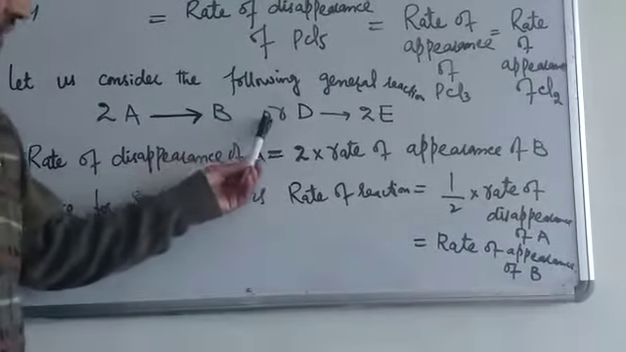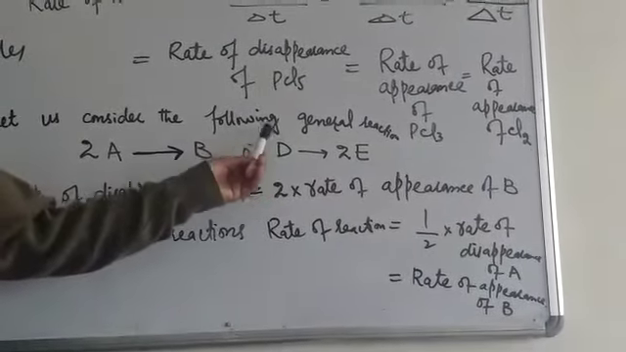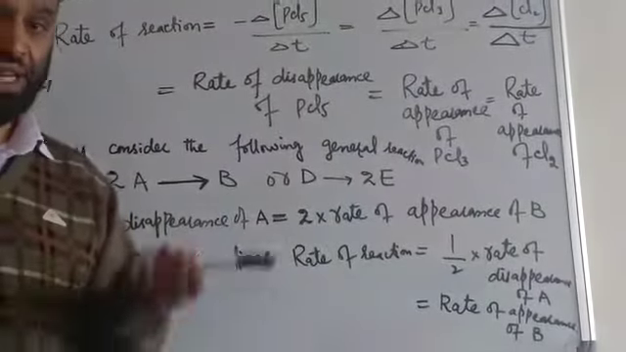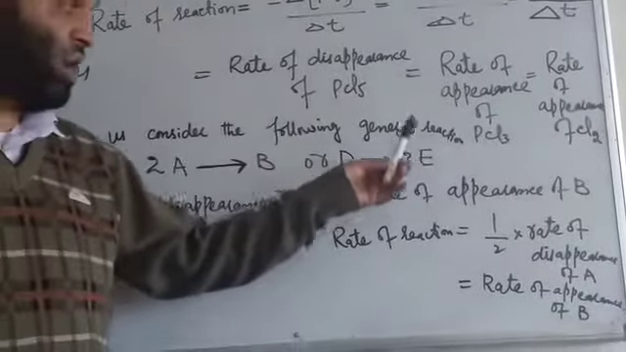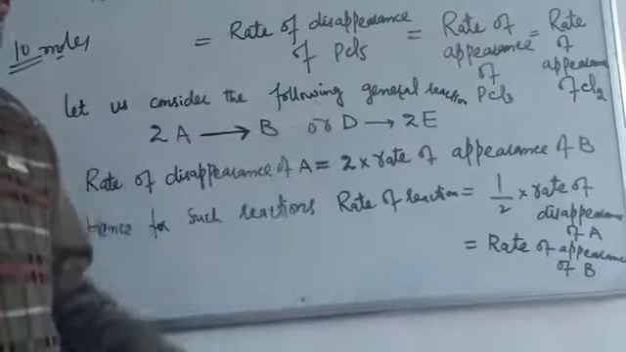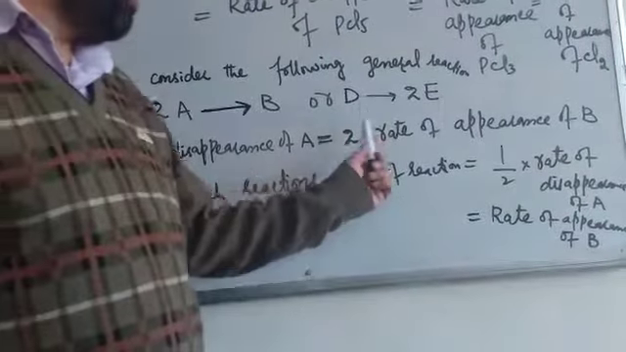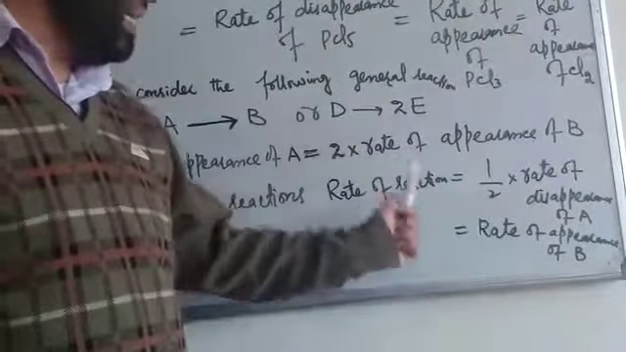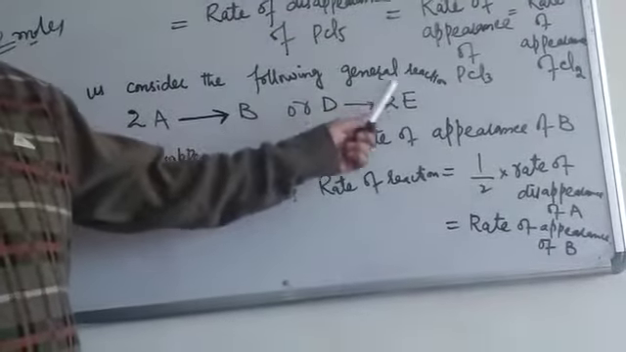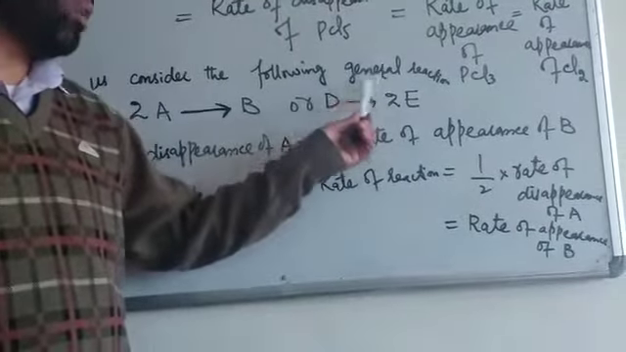Or we can also use another general equation, that is D gives 2E. From this equation it is clear that when 1 mole of D is disappearing, 2 moles of E are appearing. It means the rate of appearance of E is twice the rate of disappearance of D. So for this reaction we can calculate the rate of reaction is equal to rate of disappearance of D, is equal to 1 by 2 into rate of appearance of E, because in this case we have to make the rate the same and hence we have to divide these by their stoichiometric coefficients.